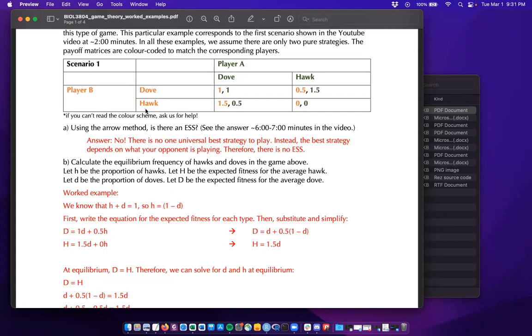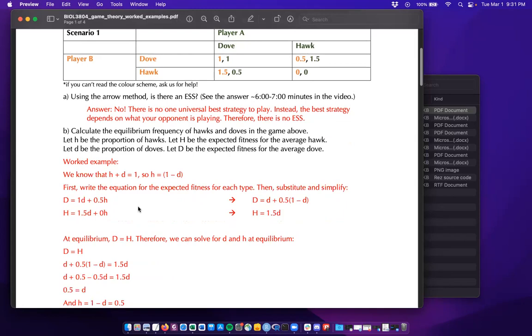And then the second equation, the average fitness of the Hawk strategy, is just 1.5 times little d plus 0 times little h. Okay, so those are my equations. And then the rest of this is just doing a couple of separate equations with 2 unknowns, simplifying and substituting. And so, oh, go ahead.